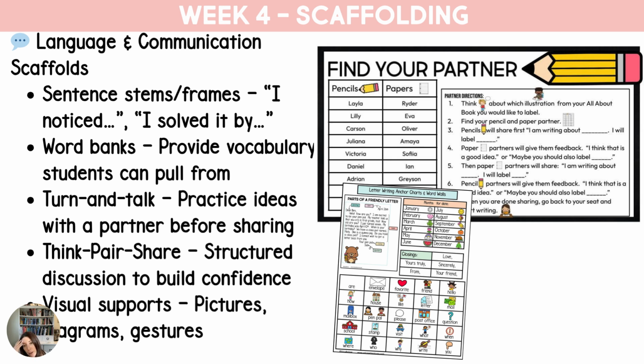So, like I have on that slide there: think about which illustration from your All About book you would like to label. Find your pencil and paper partner. I have the partners listed up there. Pencil partners will share first: I am writing about blank. I will label blank. Paper partners will say, I think that is a good idea, or maybe you should also label this. Then paper partners will share, I am writing about blank. I will label this. So it's like a little script for them, but I model it with the co-teacher so that the kids know what to do.